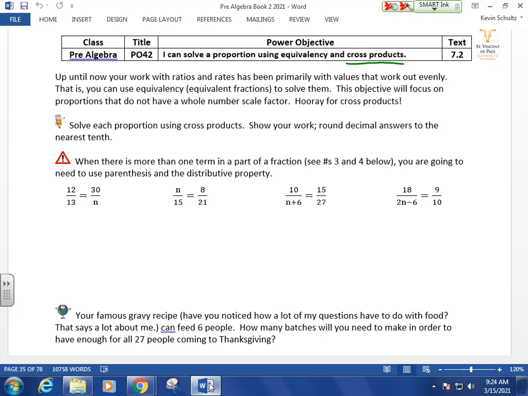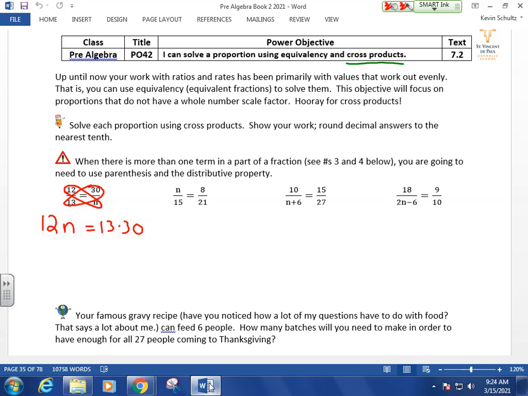What's the deal behind cross products? It's kind of in the name. Cross products tells us that if we've got two values in fraction form, we can determine equivalency by multiplying in a cross-like fashion. The product of 12 and n is going to be equal to the product of 13 times 30.